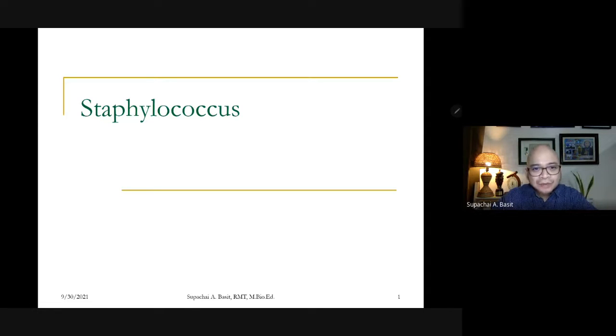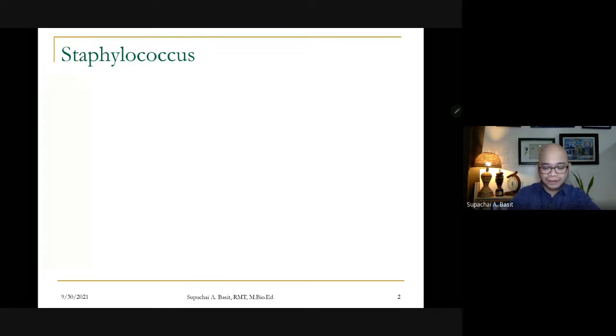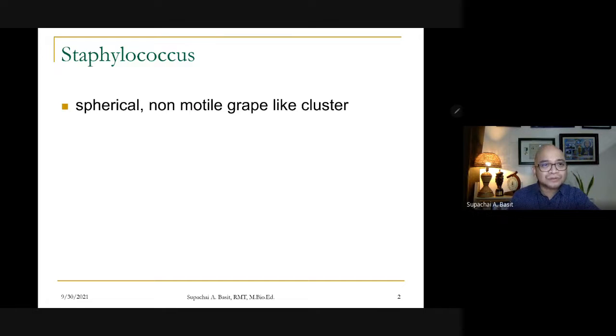For this particular topic, I will be discussing Staphylococcus. Staphylococcus is, of course, considered a gram-positive cocci. It is one of the very important organisms that we will be discussing here in bacteriology. They are spherical, non-motile, and arranged in grape-like clusters.